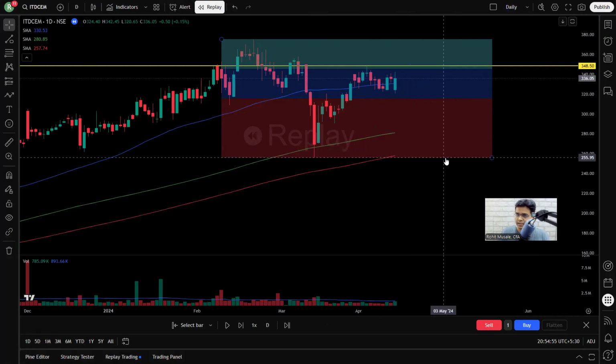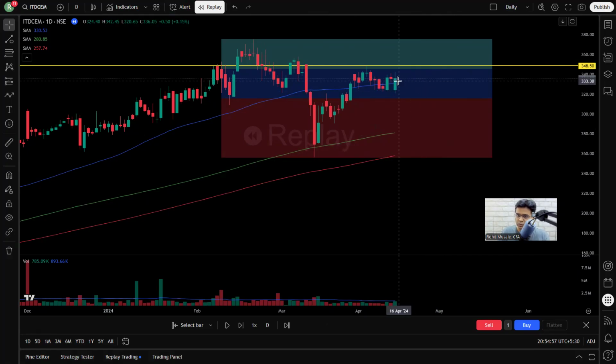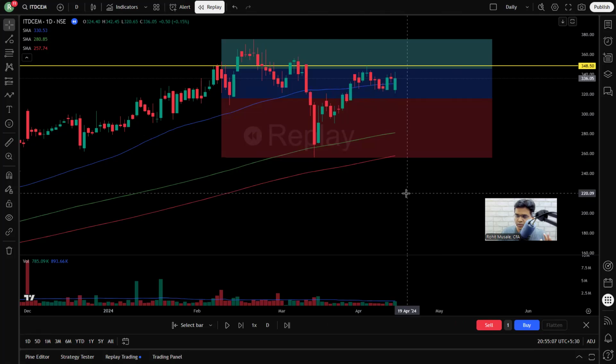So what is the criteria we are looking for? We want the price to be above the blue, the green, and the red. The price should be above the 50-day simple moving average. The 50-day should be above the 150-day, and the 150-day should be above the 200-day simple moving average. We are looking for a stage 2 confirmed uptrend stock. So first condition satisfied. What is the second condition?